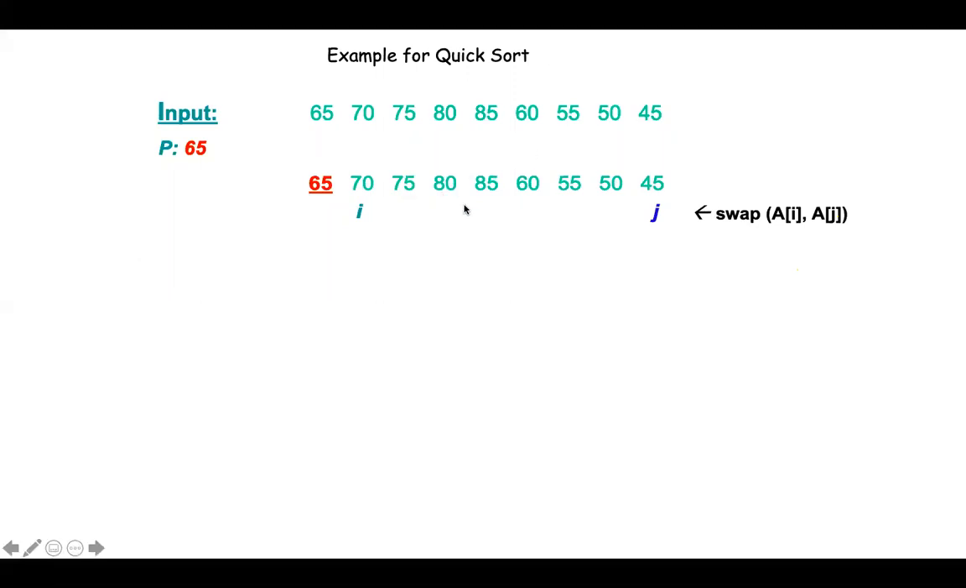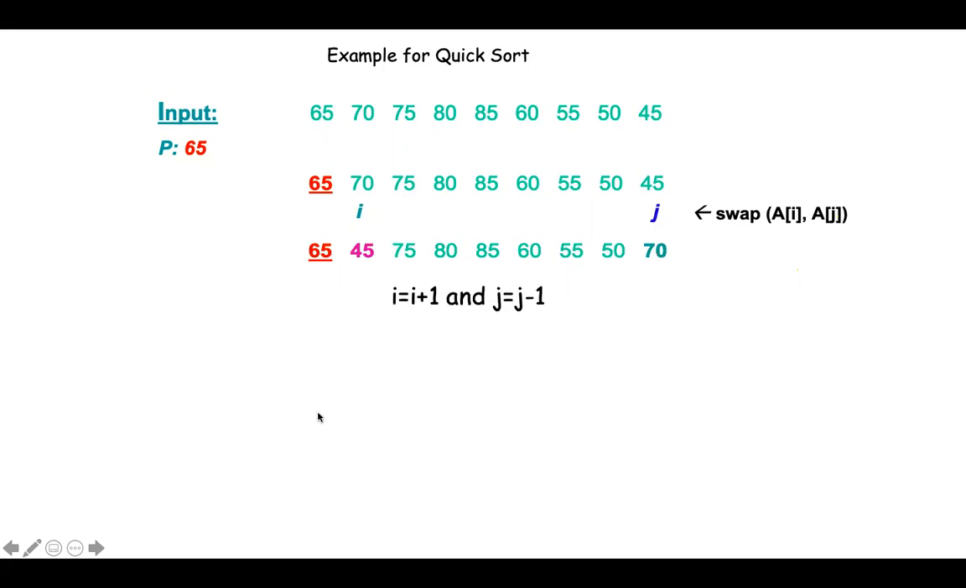That is what we are doing. We are running the partition function first. In the partition function, we initialize i to the first place and j to the last, go on incrementing the i value, and go on decrementing the j value. We will be checking one condition: a of i should be greater than p, and a of j should be less than p. Once that condition is met, we swap those two elements, 45 and 70.